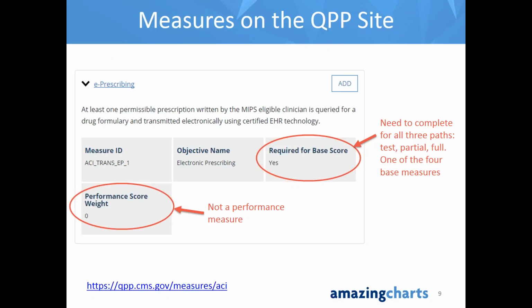In the lower left-hand corner, you'll see a box, Performance Weight Score. This one is 0, indicating that it is not a performance measure. For the e-prescribing measure, you only have to do 1 to meet the measure itself, and you don't get extra points for improved performance because it is not a performance measure.